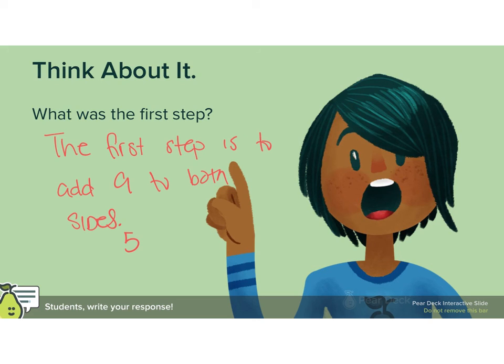And then the other one is a drop down. It's going to ask you what was the first step. So choose correctly from the drop down menu. And that is it. You are ready.